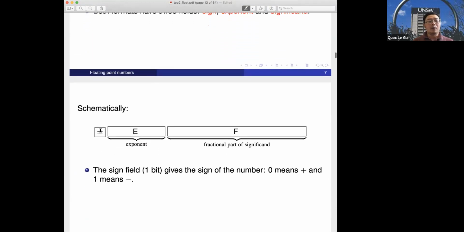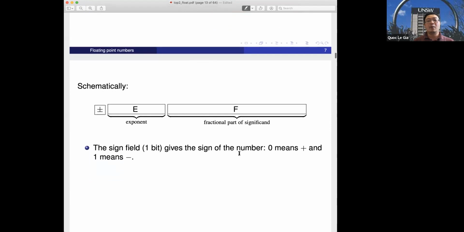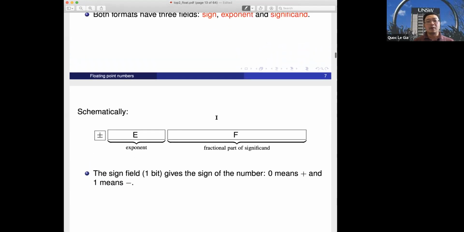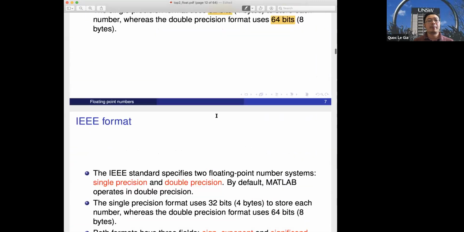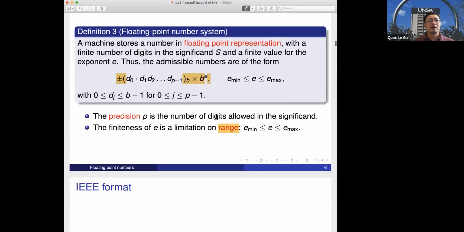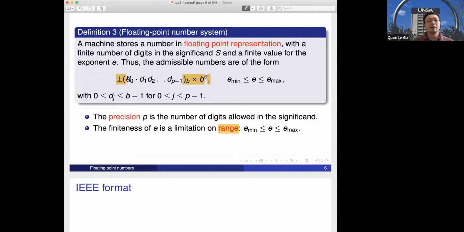Okay, so the very first bit they store the sign, plus or minus, and then after that they store the exponent, and then they store only the fractional part of the significand. So remember the significand has 2 parts: you have the first digit and you have a fractional part, and they store only the fractional part.